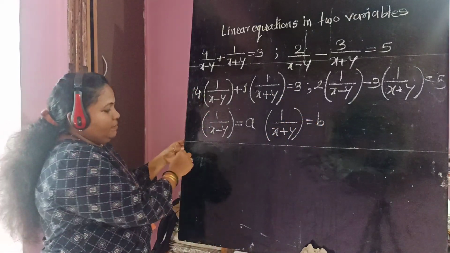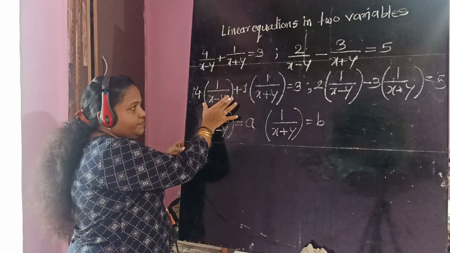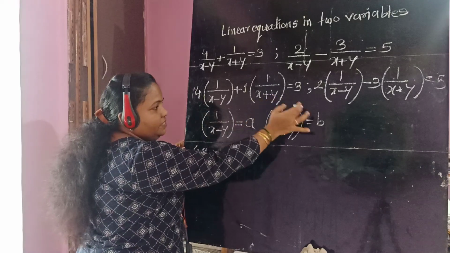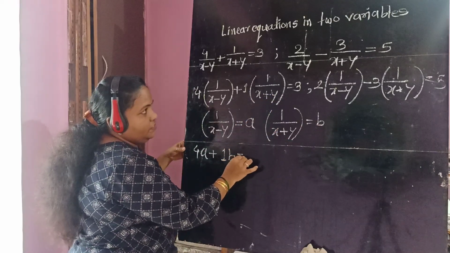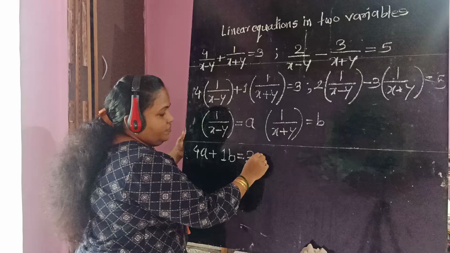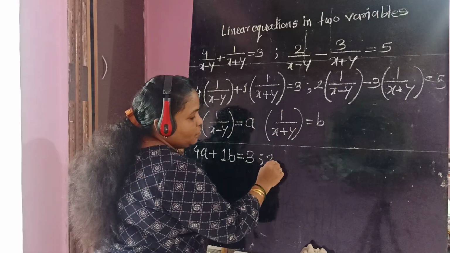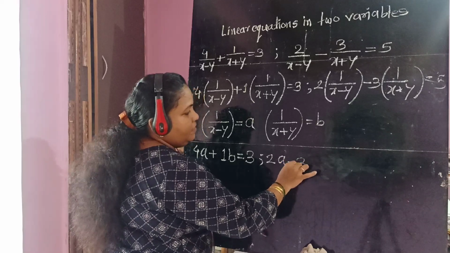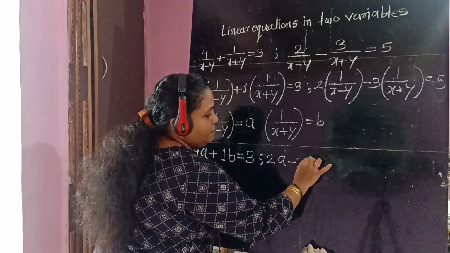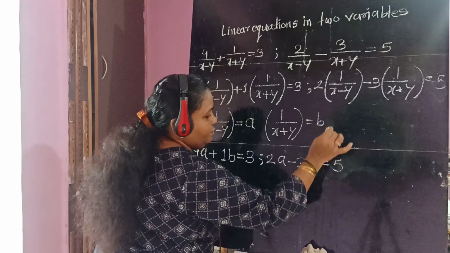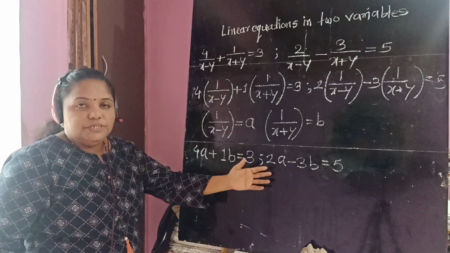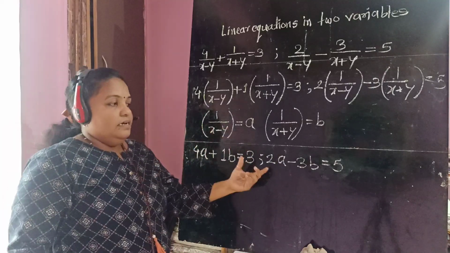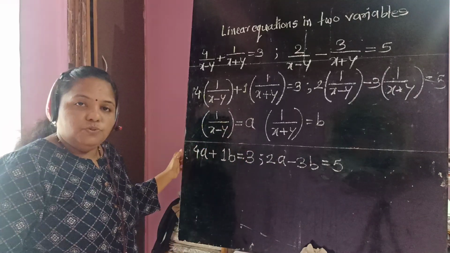Now our equation will be 4 into a plus 1 into b is equal to 3, and our next equation will be 2 into a minus 3 into b is equal to 5. Now look at these new equations. We can say that these are linear equations in two variables.